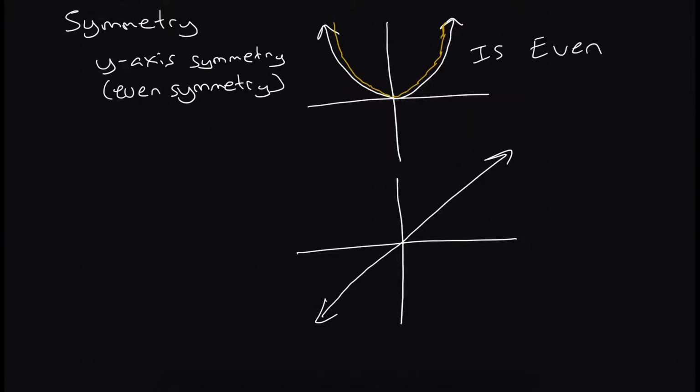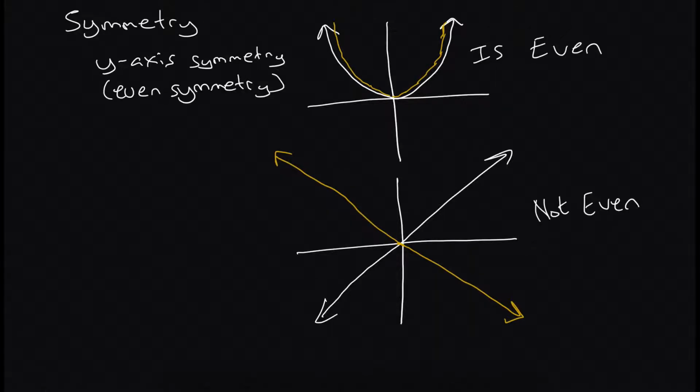All right, so here's a new function for us to look at. Now, if I reflect this guy about the y-axis, I'll do the upper right-hand side first. If I reflect that about the y-axis, it's going to look something like this. And then the lower left-hand side, if I reflect that about the y-axis, looks something like that. And that is not the original graph that I started with, so this is not even.